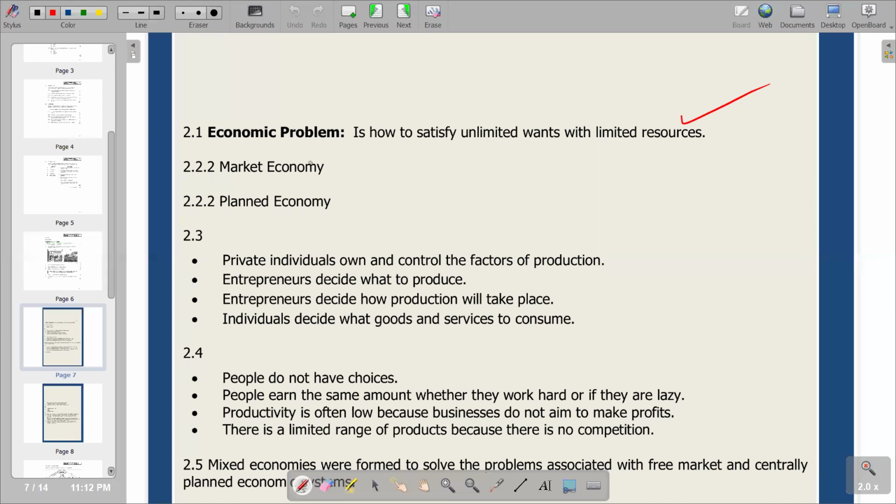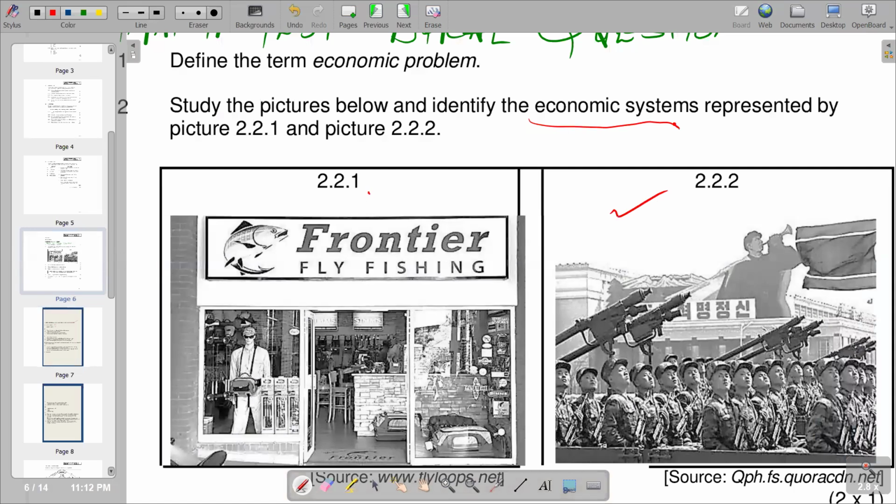For 2.2.1, we have the market economy. For 2.2.2, the other one is planned. So the planned economy is the second picture that we have there. This is the planned economy, and this is the market economy. So basically, that's what we have according to our pictures.